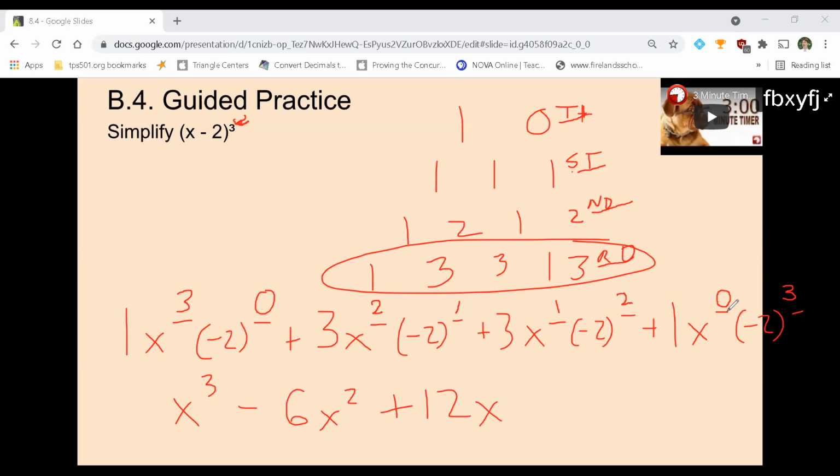X to the 0 is 1. 1 times 1 is 1, times -2 to the third is -8.